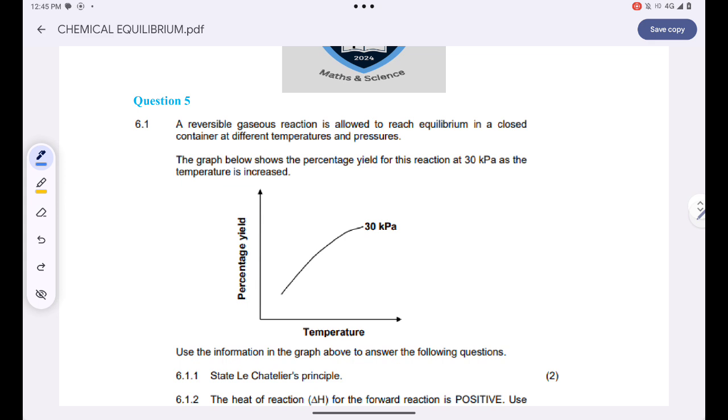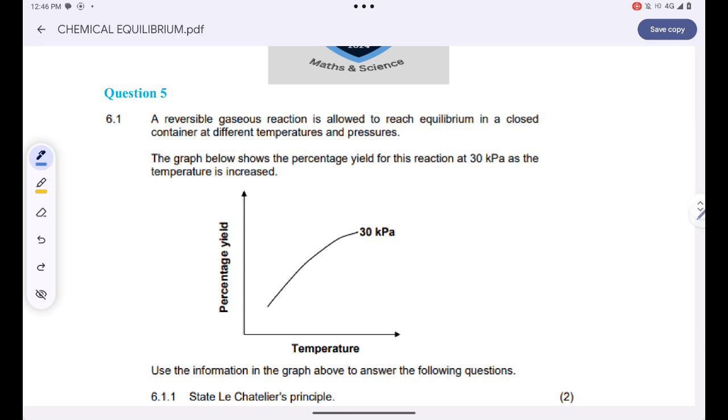A reversible gaseous reaction is allowed to reach equilibrium in a closed container at different temperatures and pressures. The graph below shows the percentage yield for this reaction at 30 kilopascals as the temperature increases.